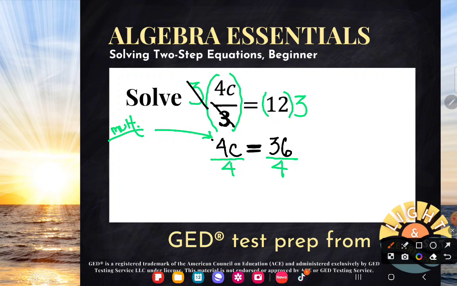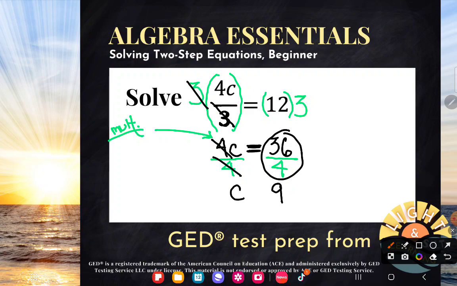Multiplying by 4 and dividing by 4 are opposites, so my new equation will just have a c on the left-hand side. On the right-hand side, a lot of students will get lost. What do I do? Remember, you're going to do exactly what you said you were going to do. You said you were going to do 36 divided by 4. You can type that into your calculator. You don't need to know the answer. I don't need you to know your times tables for this.